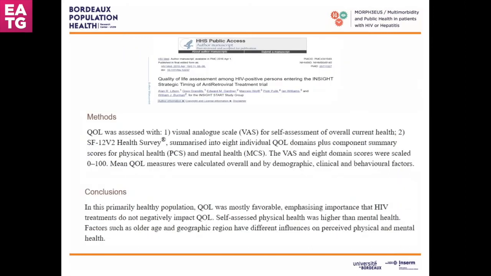Now, what you might be less familiar with is the assessment of quality of life in that same trial. Quality of life was assessed in the START trial using a visual analog scale for the assessment of overall current health, and the SF-12, which is a generic instrument, and that covers 8 different domains. And you can take the SF-12 and you have a summary physical health score and a summary mental health score.